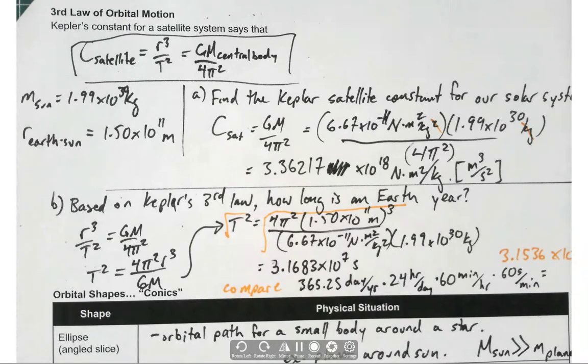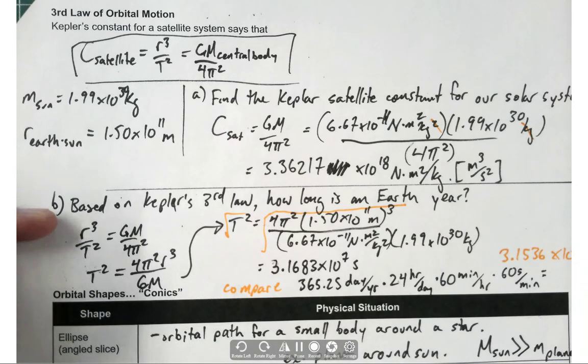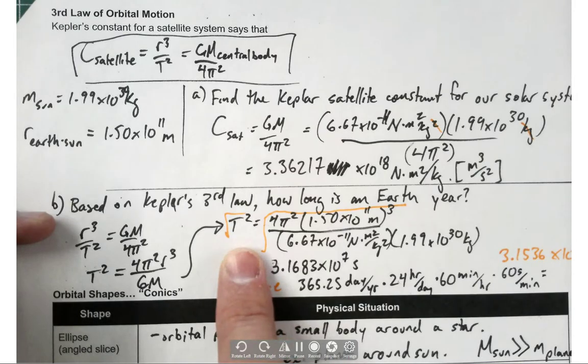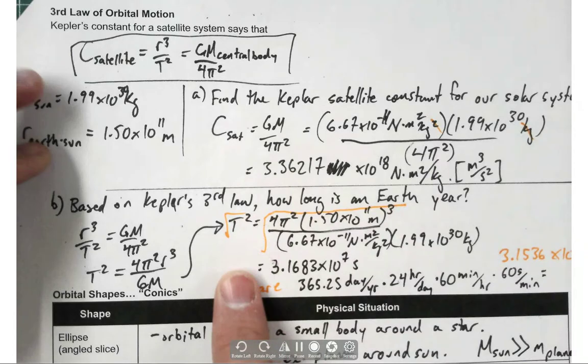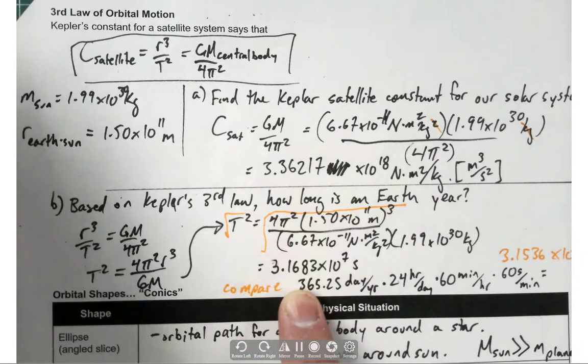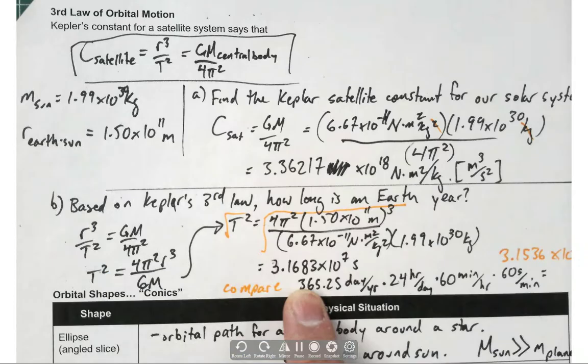And then if we use Kepler's third law, we can figure out how long an Earth year is if we know what the orbital radius for the Earth is. So what I've done is gone back in and said, if I know Kepler's constant from part A of this question, then I can calculate how long an Earth year is based on Kepler's third law. I figured out that a year is 3.1683 times 10 to the power of 7 seconds. And according to Kepler's third law, that's what it should be.